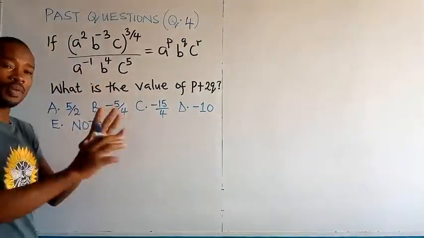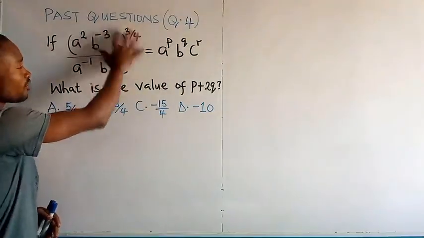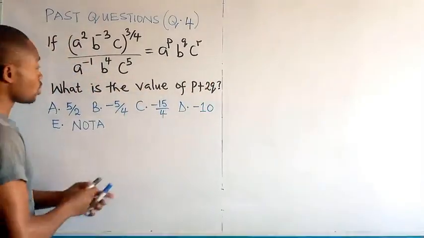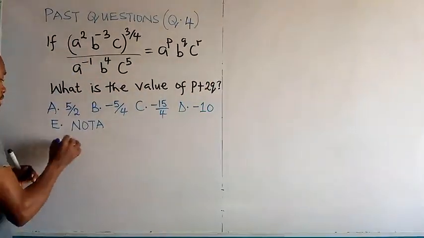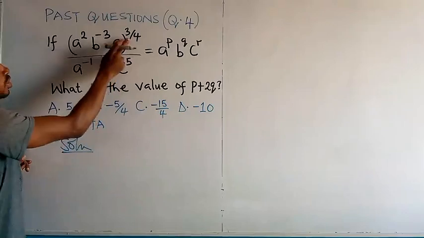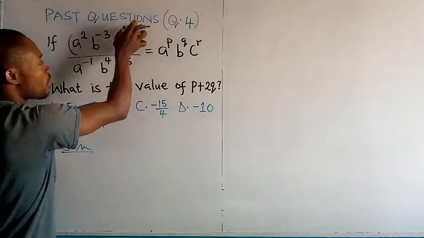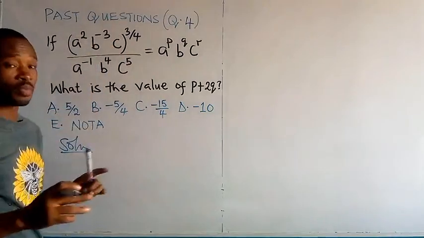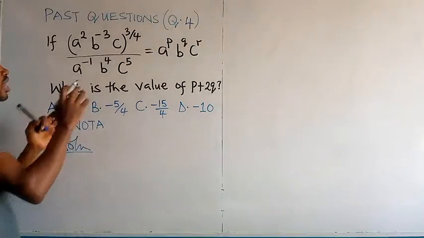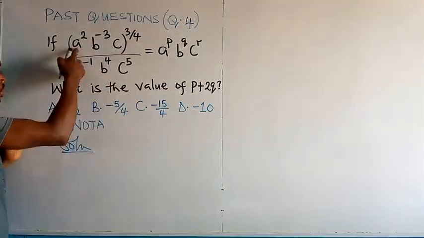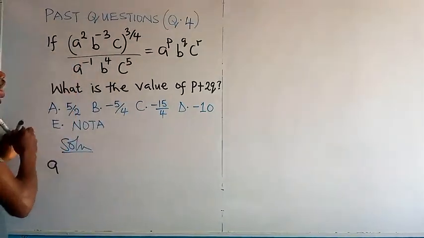So what we do here, it's simple. All we have to do is to simplify this left-hand side so that it will look like the right-hand side, and then we equate their powers. Solution to this question: the first thing I will do is to distribute this external power, this power outside, to the powers inside the bracket using the power law of indices. Starting with a, I have a to the power of 2.